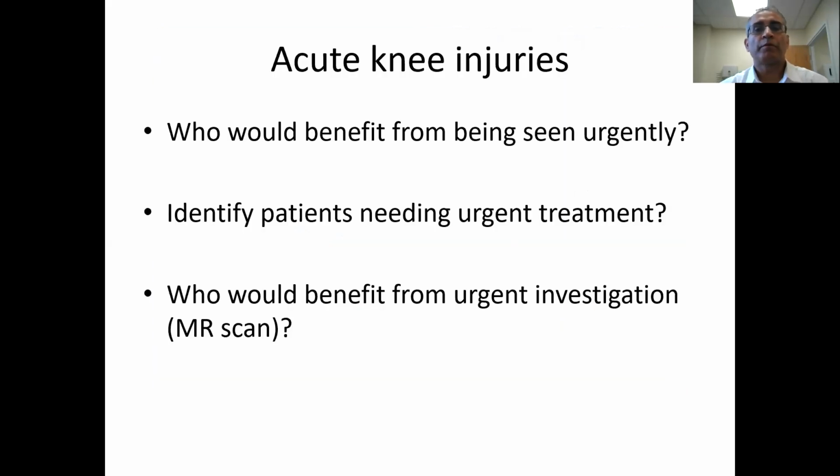What we're hoping from today's talk is that you will understand which acute knee injuries would benefit from being seen urgently, and identify patients needing urgent treatment and urgent investigations like MRI scan.